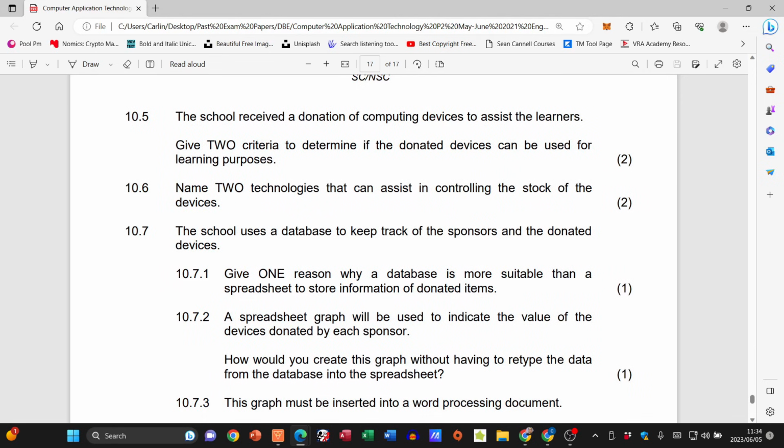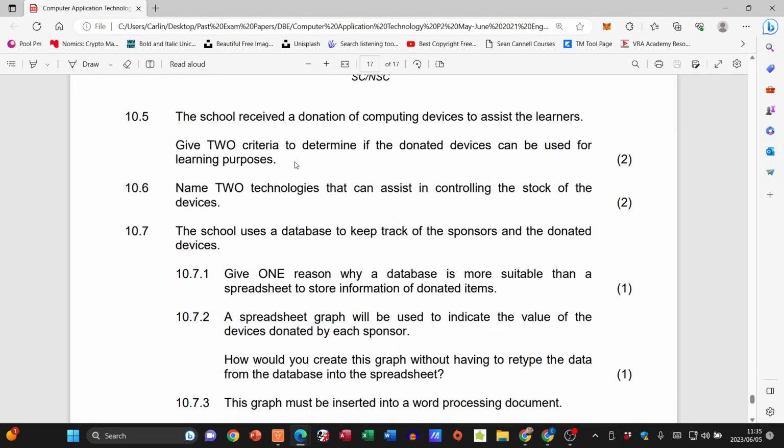10.5. The school received a donation of computing devices to assist learners. Give 2 criteria to determine if the donated devices can be used for learning purposes. Now, you know how it goes. Sometimes when things are donated, they don't really work or they're in a bad condition. So how am I going to actually check whether the learners can use it? Well, I need to check if the devices are in order. I need to see if they are too old. Maybe they're not compatible with the current software I'm using. Maybe the software on them is not compatible with the hardware that I'm using.